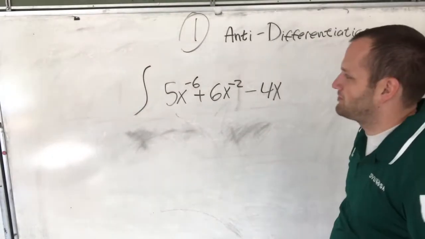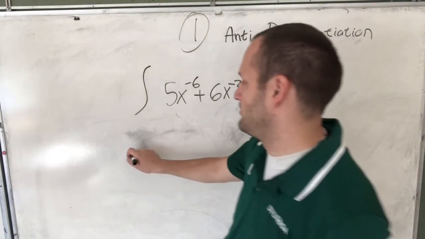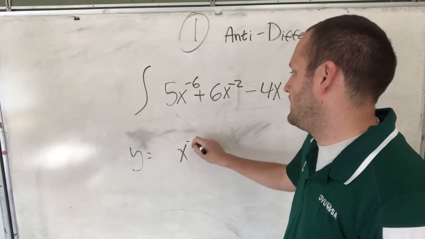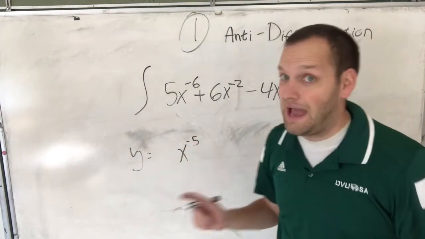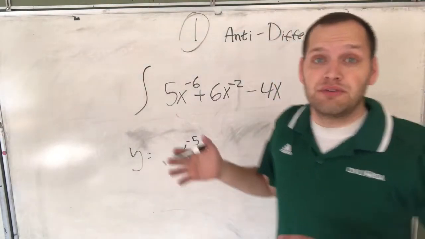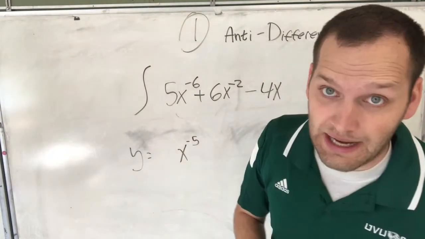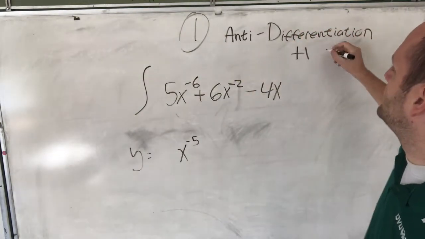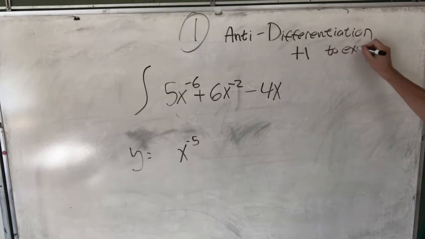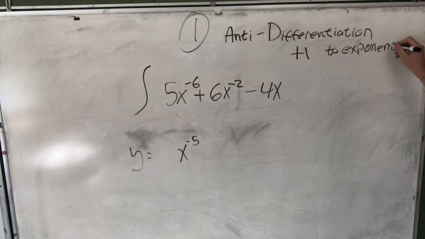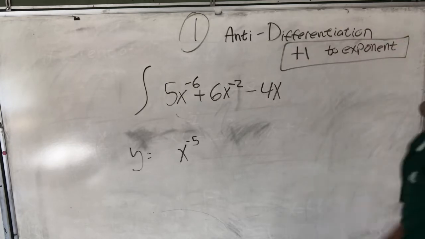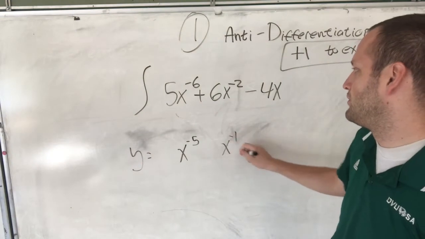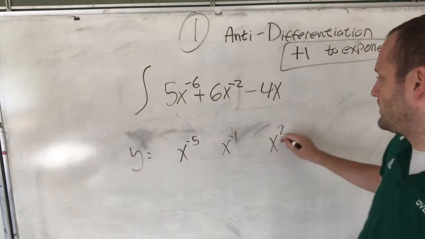All right, let's integrate this problem. So we want to figure out what was the original equation. We've got y equals, this would be x to the negative 5th power, because remember, when you take the derivative, you subtract 1. When you integrate, or when you take the antiderivative, you add 1 to the exponent. Maybe I should have written that at the beginning, but I didn't. Oh well. Okay, so you add 1. So negative 5. Add 1 to negative 2 gives me negative 1. Add 1 to 1 gives x squared, plus c.